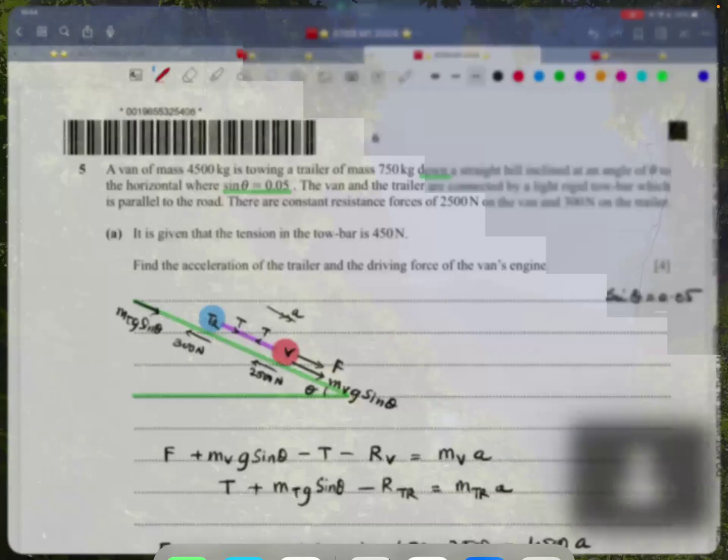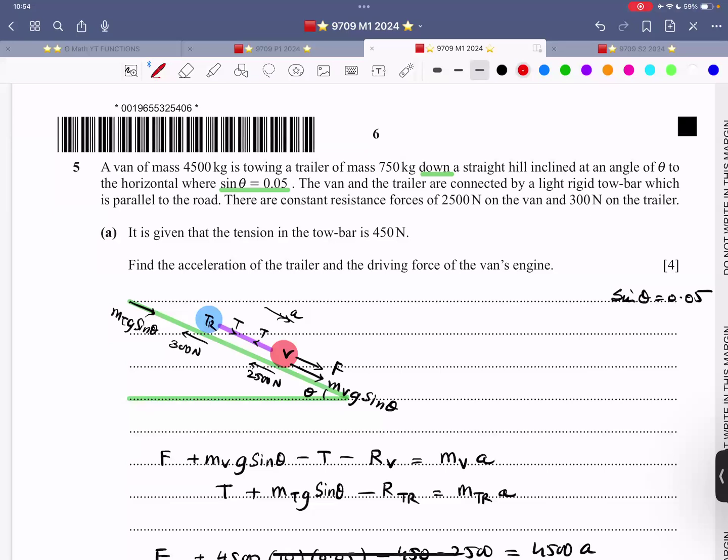So now let's look at question number 5. It says a van of 4,500 kg is towing a trailer of mass 750 kg down a straight hill inclined at an angle theta to the horizontal where sine theta is 0.05. So instead of giving us the angle, they have given sine of that angle so that there is no issue of accuracy. The van and trailer are connected by a light rigid tow bar which is parallel to the road. There are constant resistive forces of 2,500 N on the van and 300 N on the trailer, and it's inclined and they are connected. It is given that the tension in the tow bar is 450.